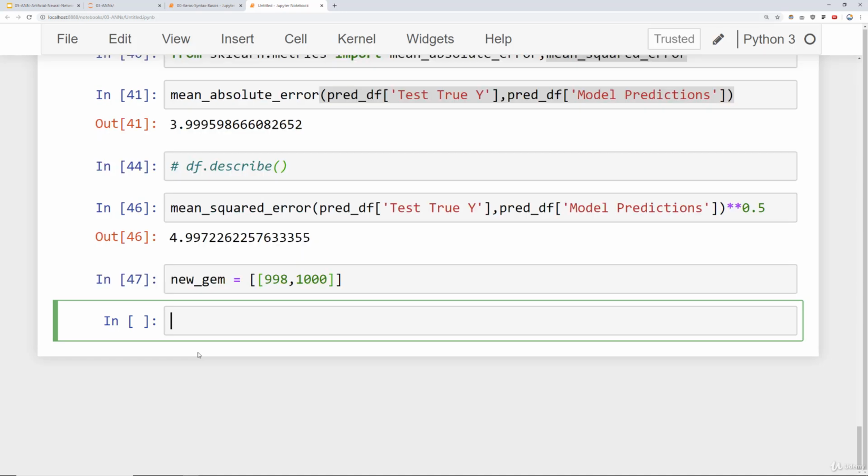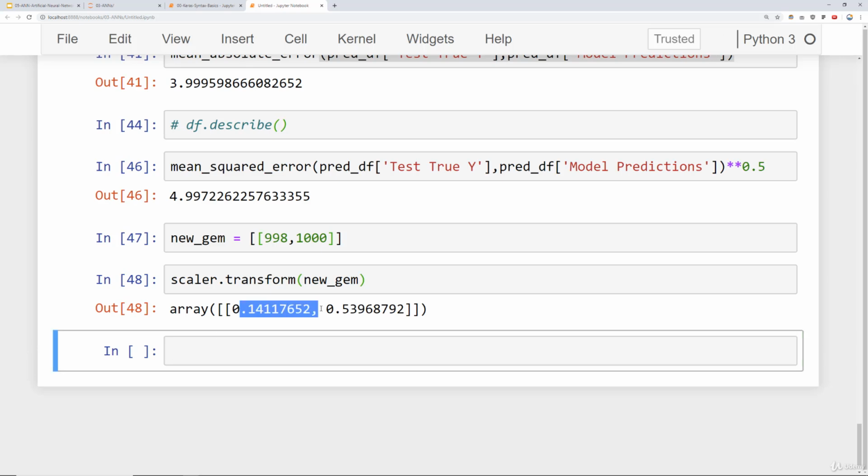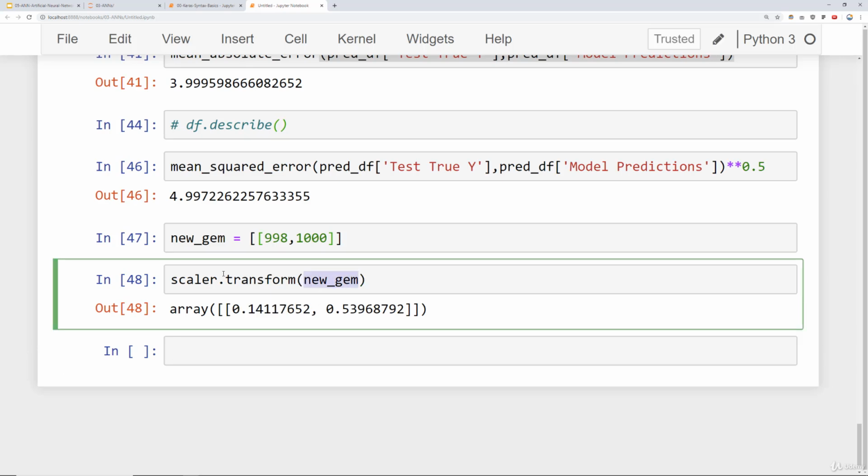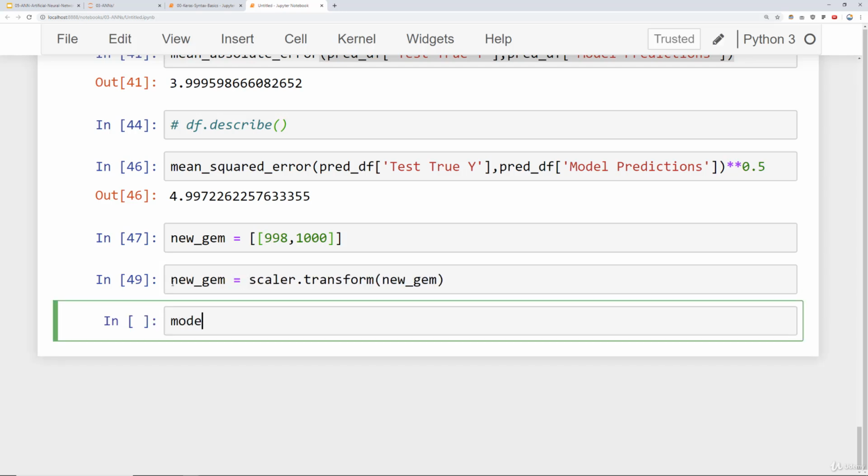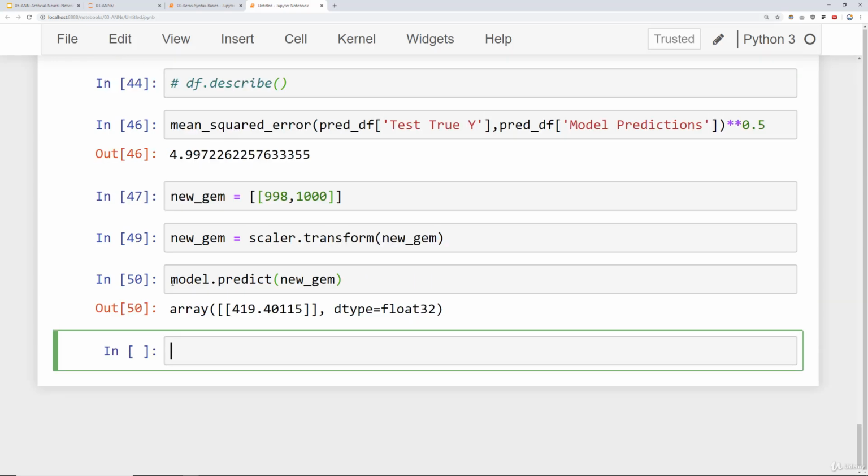So I picked this new gem out of the ground, and now I want to ask my model, what should I price this at? Well, the one thing I have to remember is that my model is trained on the scaled features. So what I have to first do is take my original scaler and transform new gem. So now I have the scaled version of these features. So let's go ahead and set new gem equal to the scaled version of new gem. And now what I can do is simply take my model and predict the price of that new gem, which in this case should be somewhere around $420. So that's how you would predict on a brand new set of data.